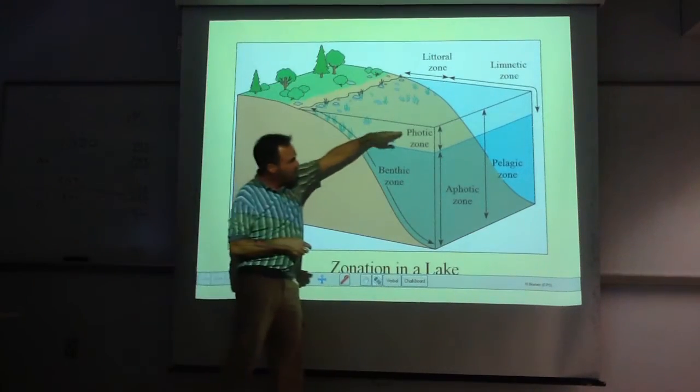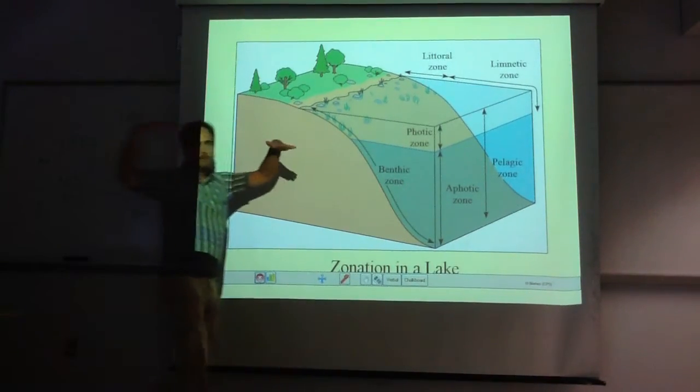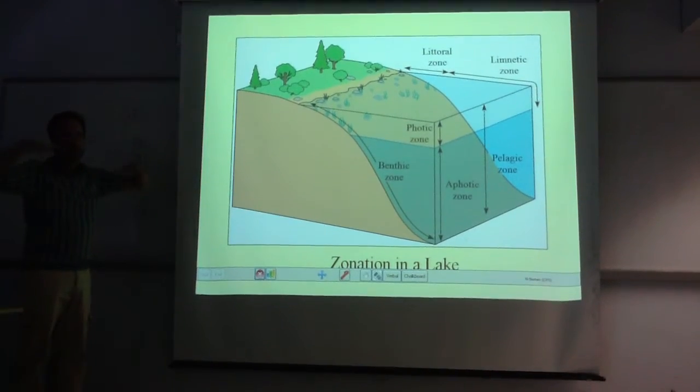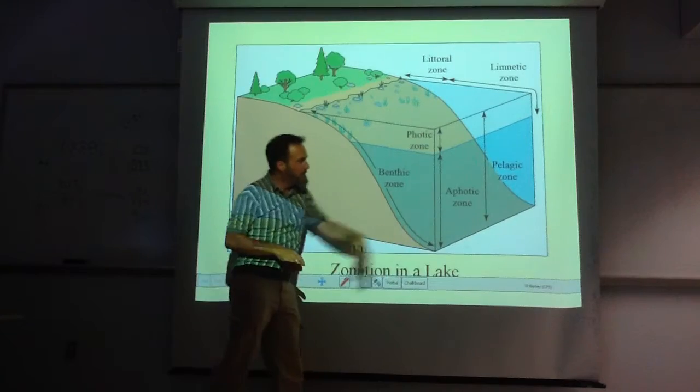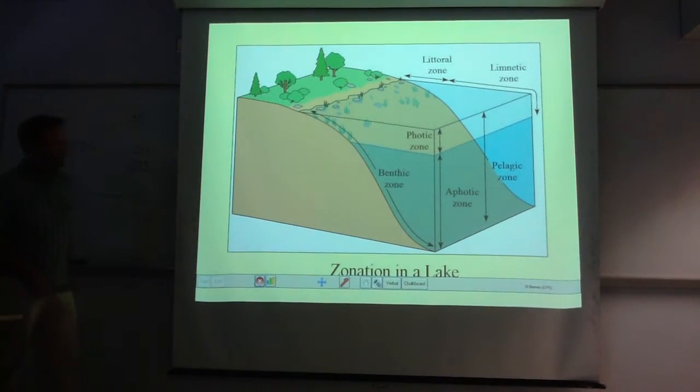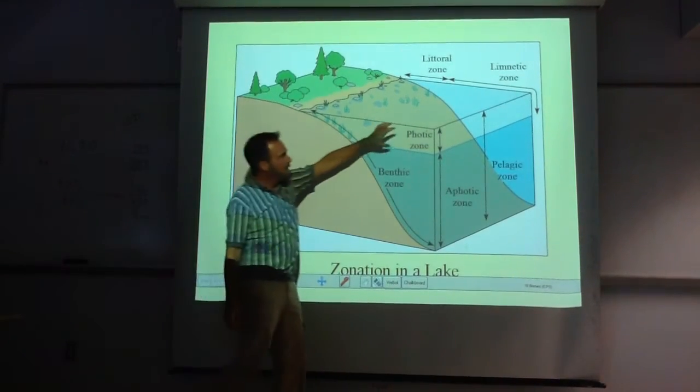You'll notice also with the strata, you have the photic zone. That would be where light penetrates. Light can only penetrate to a relatively short depth, right? So you have this major part of even a lake called the aphotic zone. Obviously things that are photosynthetic are going to be limited to being in this part.